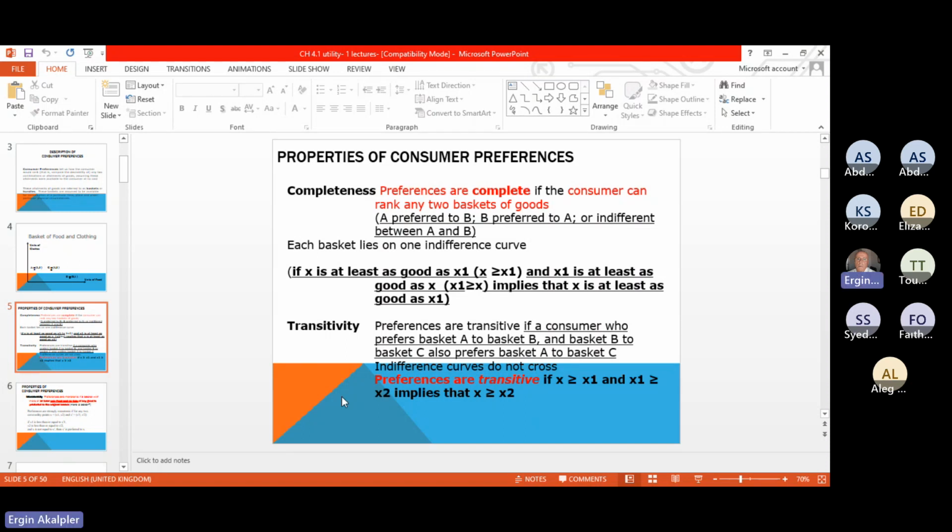Transitivity. Preferences are transitive. A consumer who prefers basket A to basket B and basket B to basket C also prefers basket A to basket C. Indifference curves do not cross. If X is greater than or equal to X1 and X1 is greater than or equal to X2, this implies that X is greater than or equal to X2.